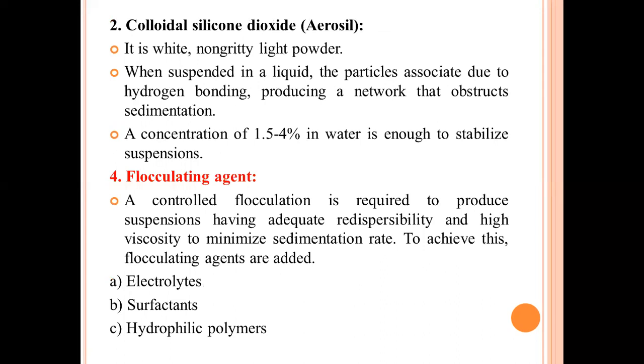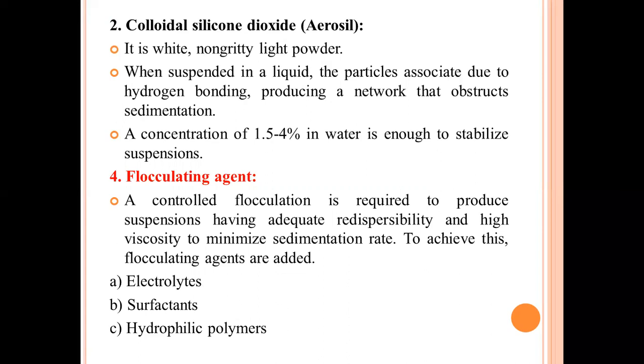Then colloidal silicon dioxide. It is also being used as a suspending agent, as well as a viscosity modifier in concentration of 1.5 to 4%. Then after suspending agent, the next one is flocculating agent. Very important, we have already discussed what flocculated suspension means. Whatever solid particles are there, they will form loose aggregates, so that your suspension will be easily redispersed on shaking the container. Therefore, to form the flocculated suspension, we need flocculating agent.